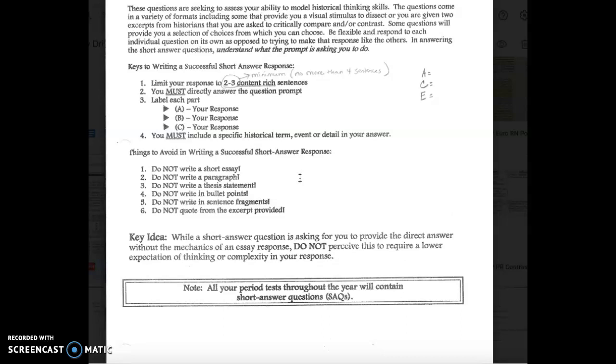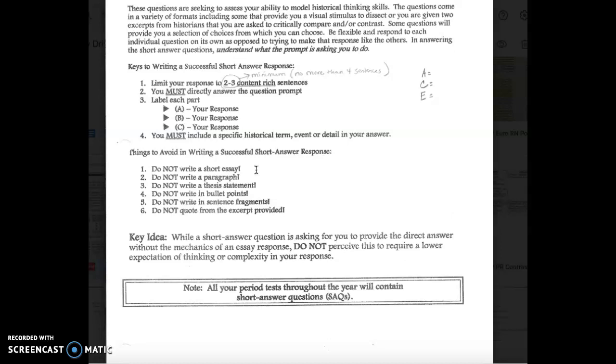When you're doing an SAQ, you are not writing a short essay. You are not writing a paragraph. You are not writing a thesis statement. You're not using bullet points, fragmented sentences, sorry about that, or you're not even quoting from any excerpts that they provide for you, okay?